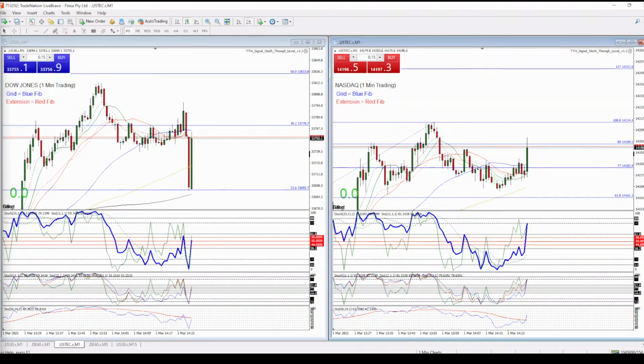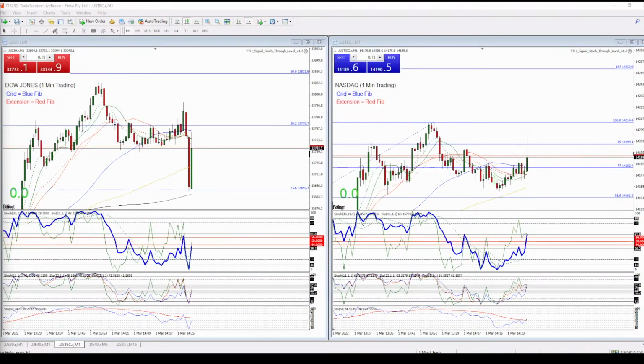USDAQ 5-minute trend is up. Resistance at 100 of the weekly, as Tian mentioned, support 77 of daily. On the Dow, resistance 61.8 of the daily.